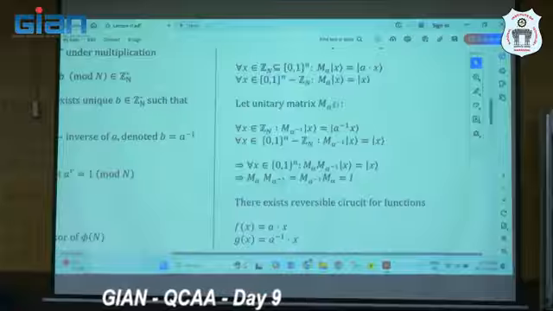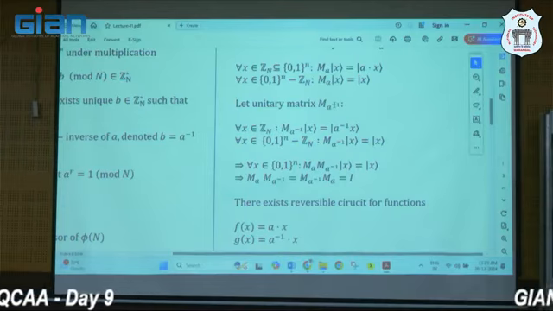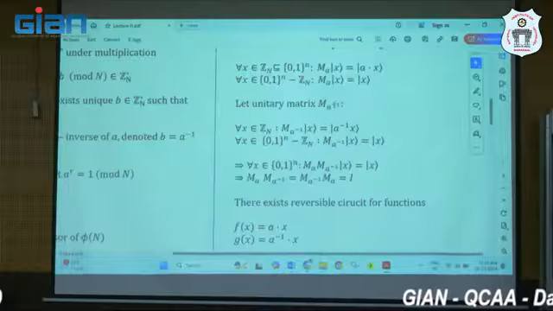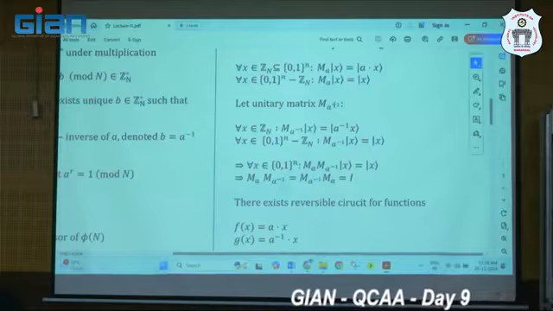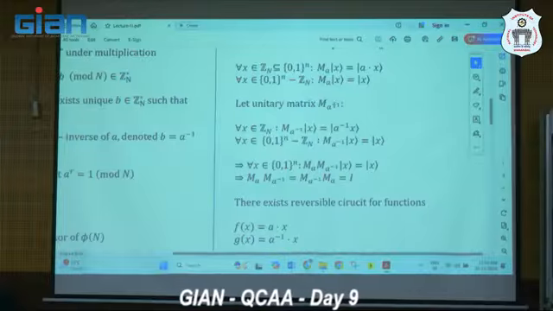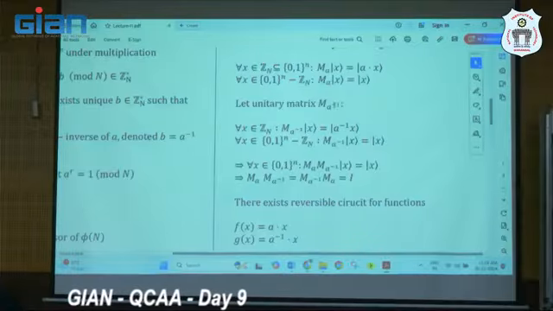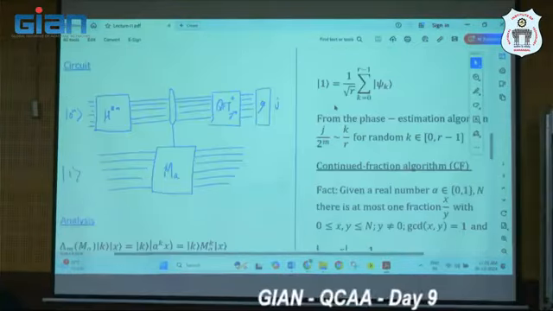Useful in the sense of concluding that MA will have a circuit. In-place computation will be there. MA inverse will also have a circuit, in-place computation: x going to a·x, x going to a inverse·x. Correct? No need for any other y. You will need some ancilla, but remember?